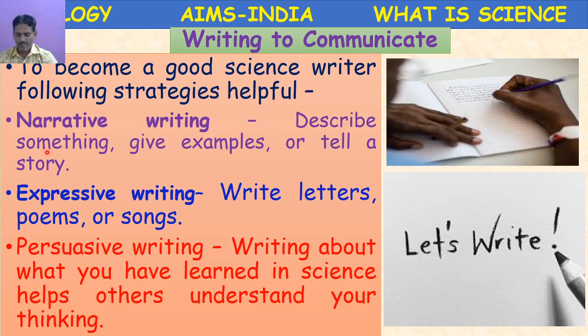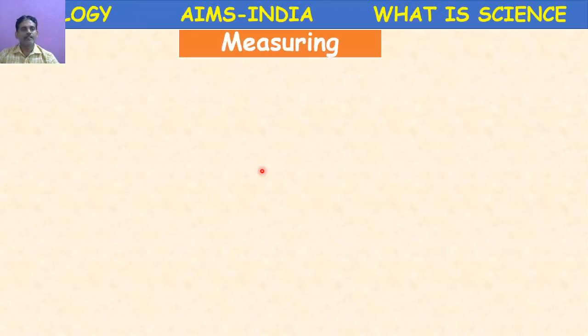Okay, children? Any doubt? Here, three types of writings. First one is informative writing. Second one, narrative writing. Third one, expressive writing. And the fourth one, persuasive writing. There are four types of writings involved in scientific research. Okay. Further, what we are going to discuss is, in scientific work, you need to measure. How to measure the results, how to analyze the data we are going to discuss. So let us proceed. Measuring.